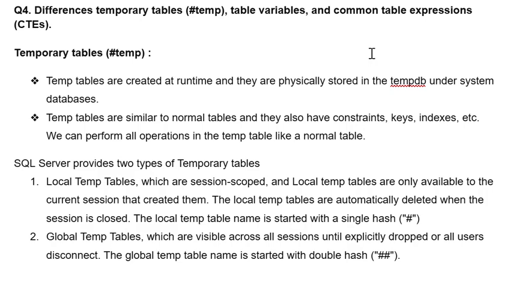What is the difference between temporary tables, table variables, and CTEs, common table expressions? Let's start with the main differences. So first, what are temporary tables?